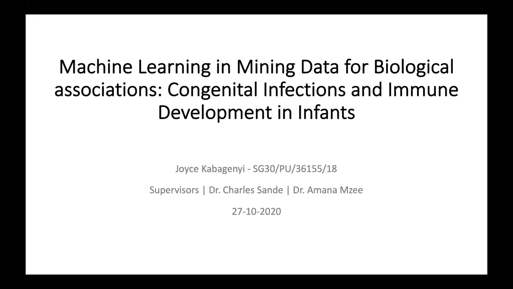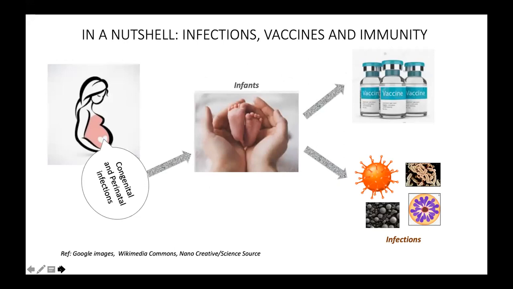Basically, my work, for a layman, in summary, I tried to apply machine learning to mine biological data, large serological data, to understand whether if infants are exposed to certain infections while still in the womb, those infections would affect how they develop their immune system in terms of how they respond to vaccines that are given in the first year of life, or how they respond to common childhood infections, which is a reflection of how well they will develop their immune system. That's for a summary.